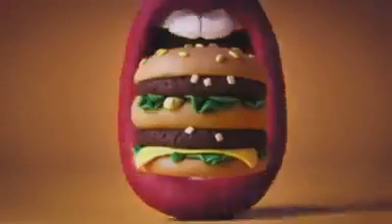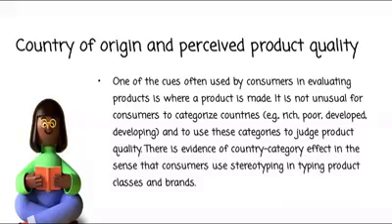Next is country of origin and perceived product quality. One of the cues often used by consumers in evaluating products is where a product is made. It is not unusual for consumers to categorize countries, for example rich, poor, developed, developing, and to use these categories to judge product quality.